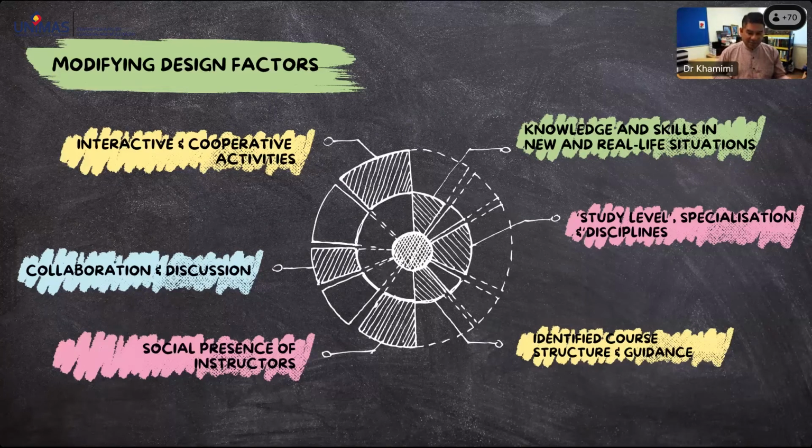Using the ELIP model, normally they will use the SIM, the self instruction module. It has the course outline, how many activities, how many tutorials, activities, and then assessment. So this is what we call identified course structure and guidance.